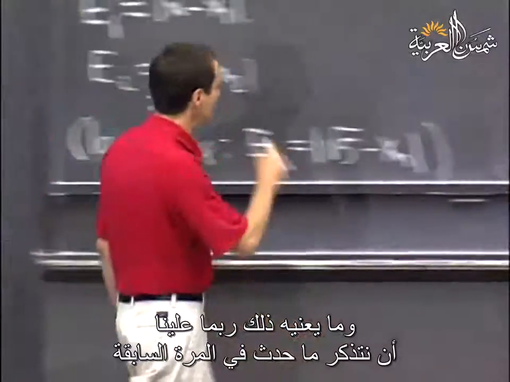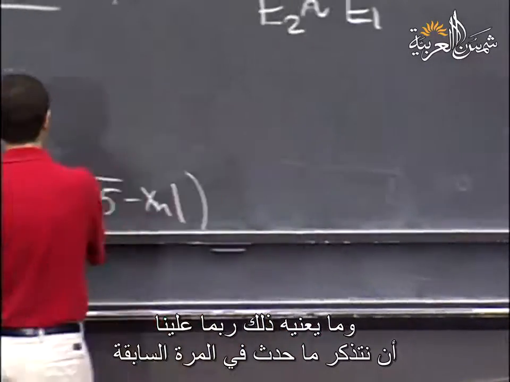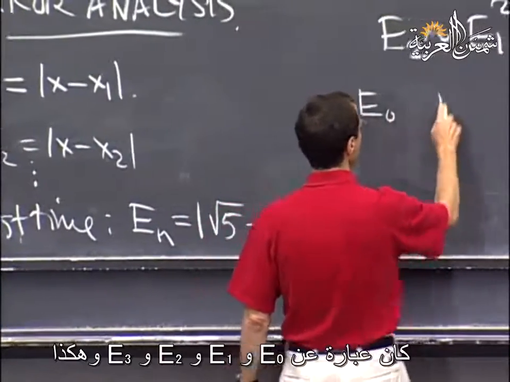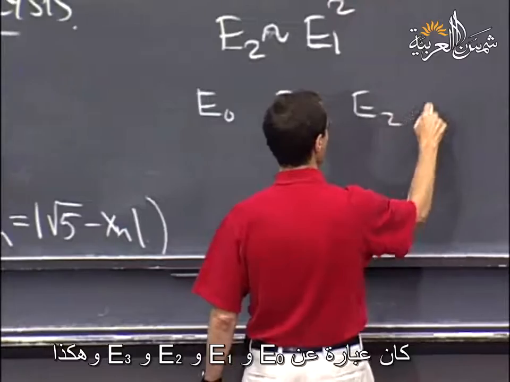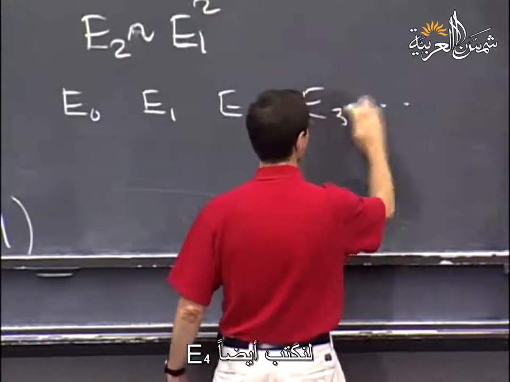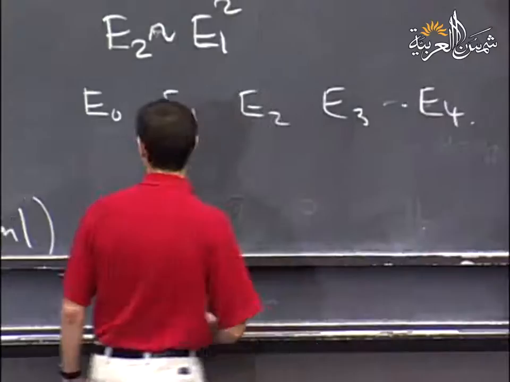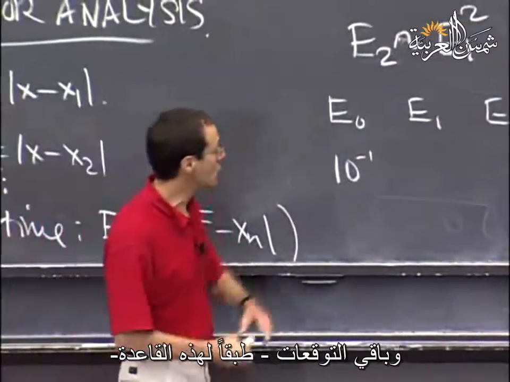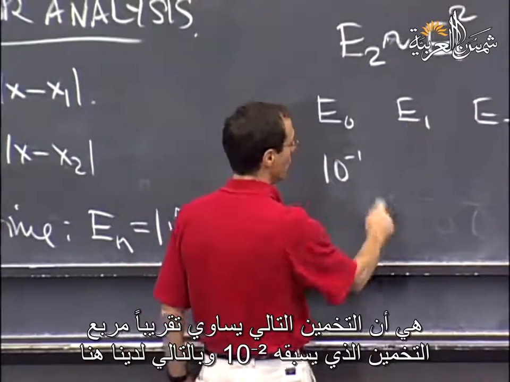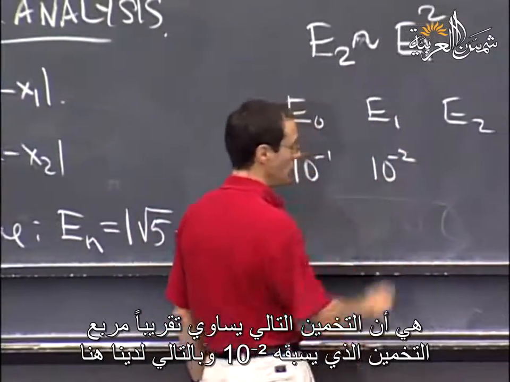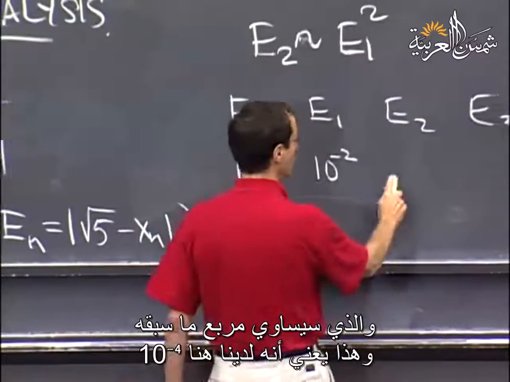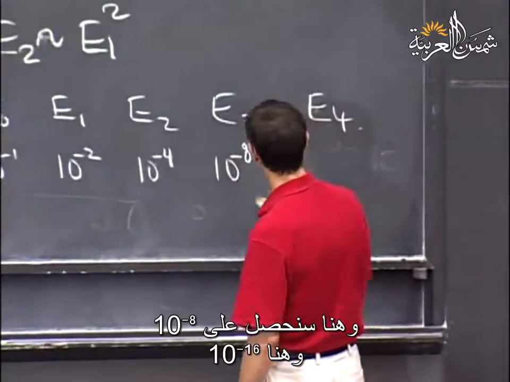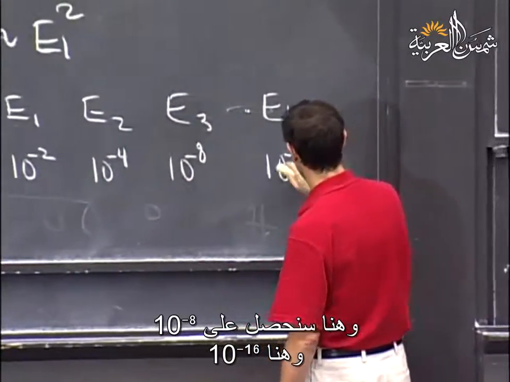And so what that means, maybe thinking from last time, is we had something roughly like this. You have an E0, an E1, an E2, an E3, and so forth. Maybe I'll write down E4 here. And last time, this was about 10 to the minus 1. So the expectation based on this rule is that the next error is the square of the previous one, so that's 10 to the minus 2. The next one is the square of the previous one, so that's 10 to the minus 4. And the next one is the square of that, that's 10 to the minus 8th. And this one is 10 to the minus 16th.